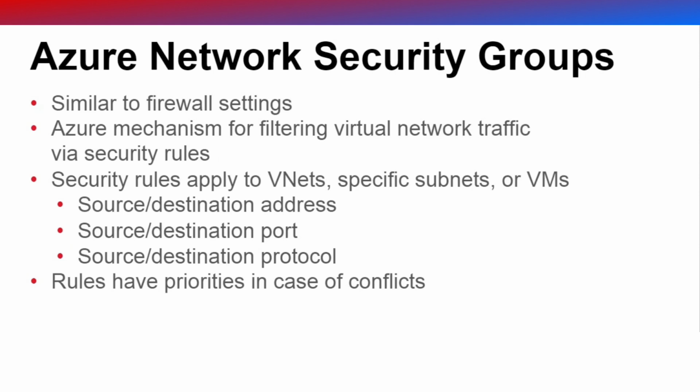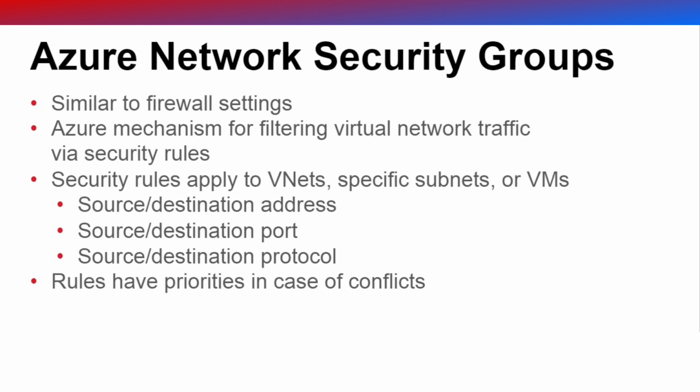So we have the Azure concept of network security groups, or NSGs. And this is really a lot like what we would consider as a firewall setting or collection of firewall settings for on-premises networks. But it's the Azure mechanism for filtering traffic to and from your virtual networks with rules. So these rules can be made to apply to virtual networks in Azure or specific subnets of those virtual networks, or indeed we can even apply those rules to individual VMs.